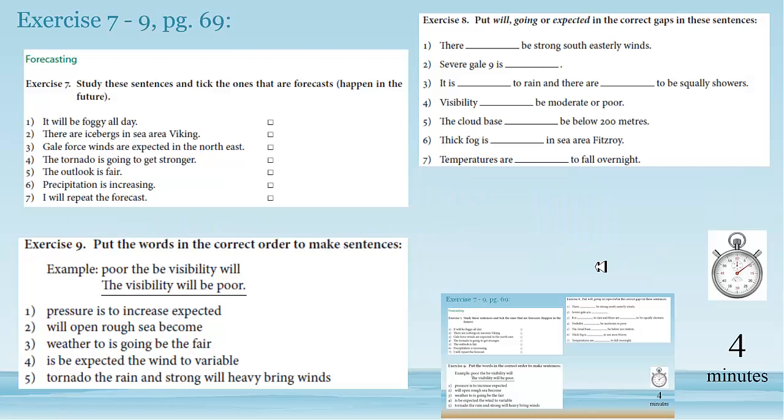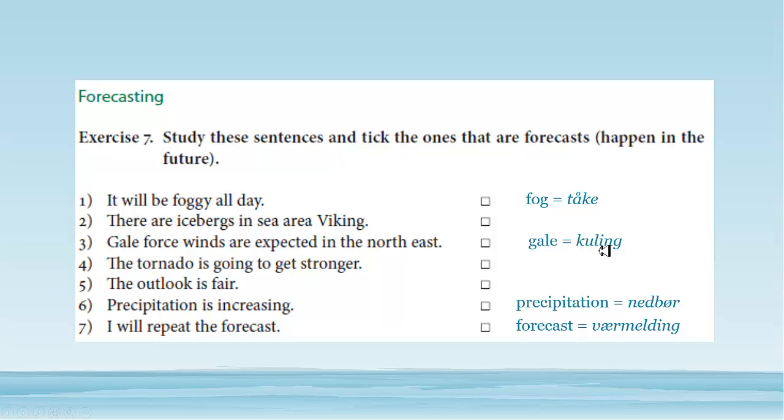Right, let's look at exercise 7, forecasting. And what we were supposed to do was look at the sentences and tick off the ones that are forecasts, that are going to happen in the future.